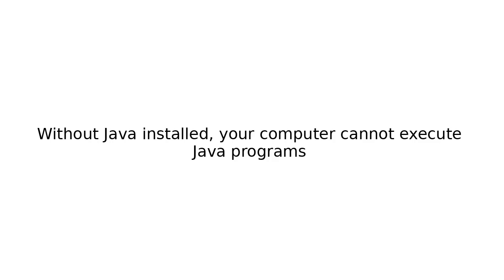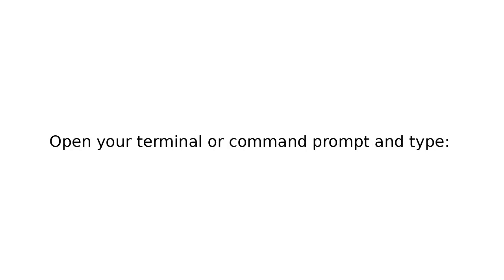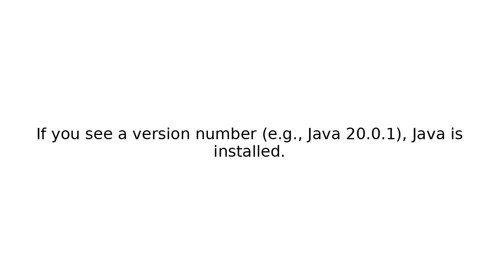Step-by-step guide to install Java. 1. Check if Java is already installed. Open your terminal or command prompt and type java -version. If you see a version number, e.g., Java 20.0.1, Java is installed. If not, you need to install it.